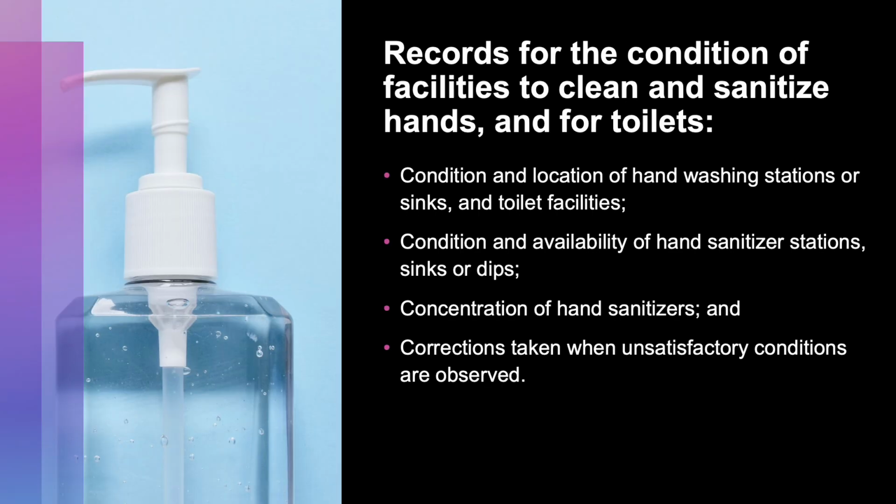Records for the condition of the facilities to clean and sanitize hands and for toilets. Take a look at the condition and the location of hand washing stations or sinks and toilet facilities. Check out the condition and availability of hand sanitizer stations, sinks, or dips. Check out the concentration and how often you should be checking that of the hand sanitizers, and, of course, establish corrections to be taken when unsatisfactory conditions are observed. Those should be predetermined.